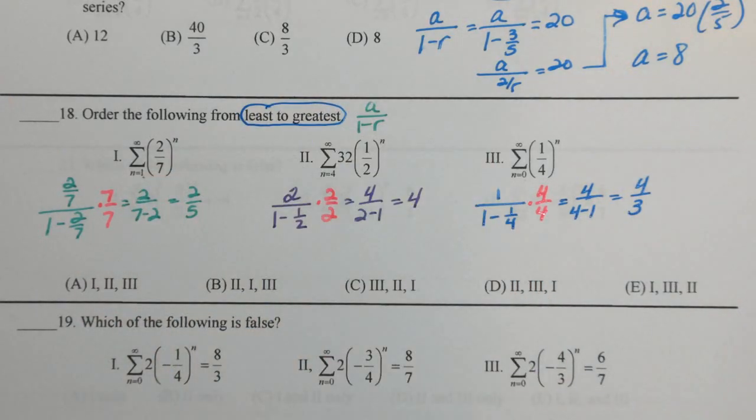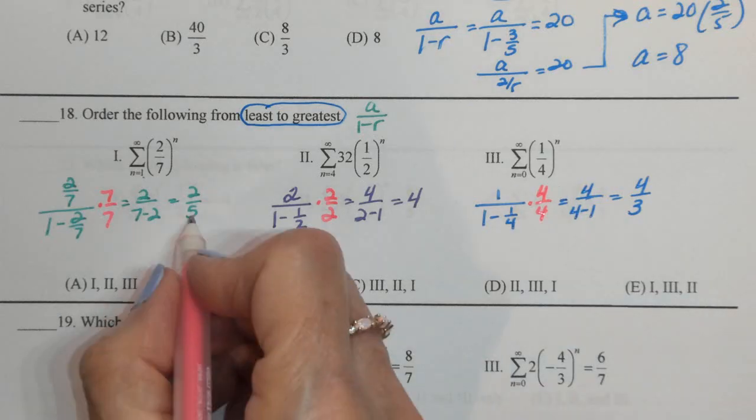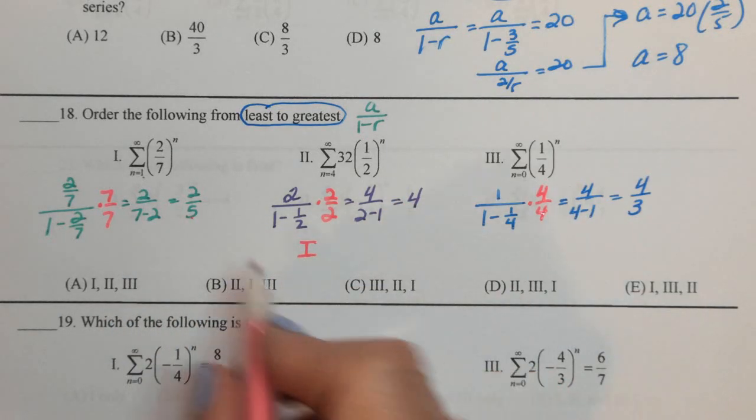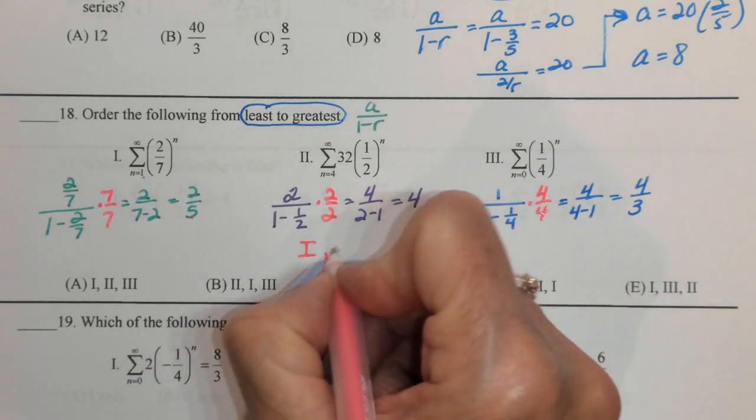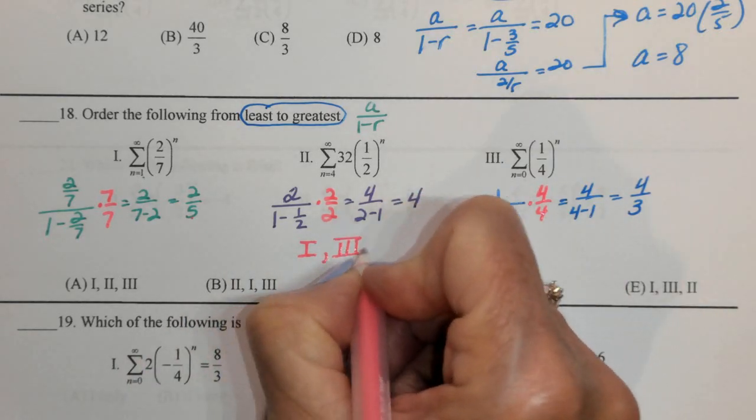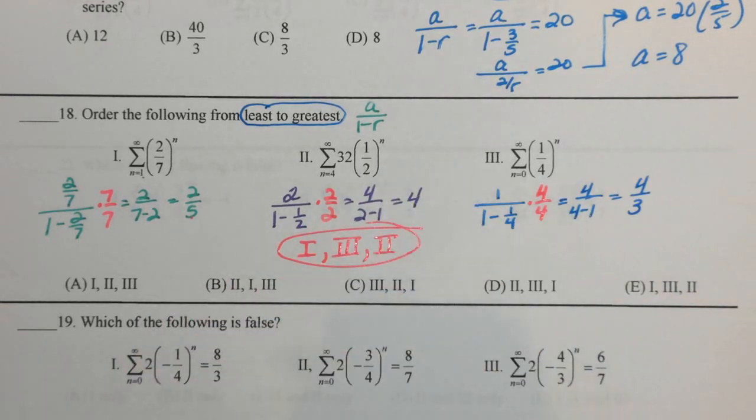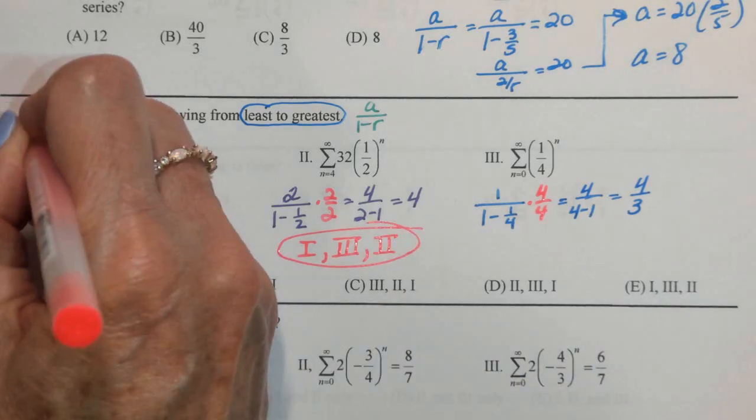Okay, so we're supposed to order these from least to greatest. So the lowest number here is 2/5. So number 1 would come first. The next lowest is 4/3, so 3 would come next, and then 4 is the largest, so 2 would come last. 1, 3, 2. 1, 3, 2 is E.